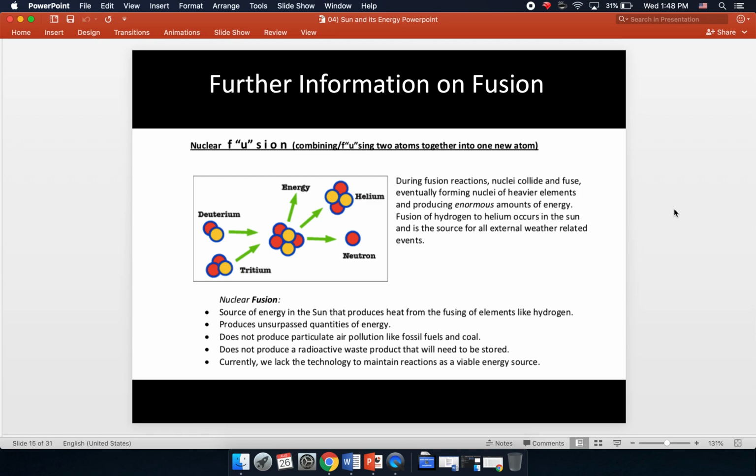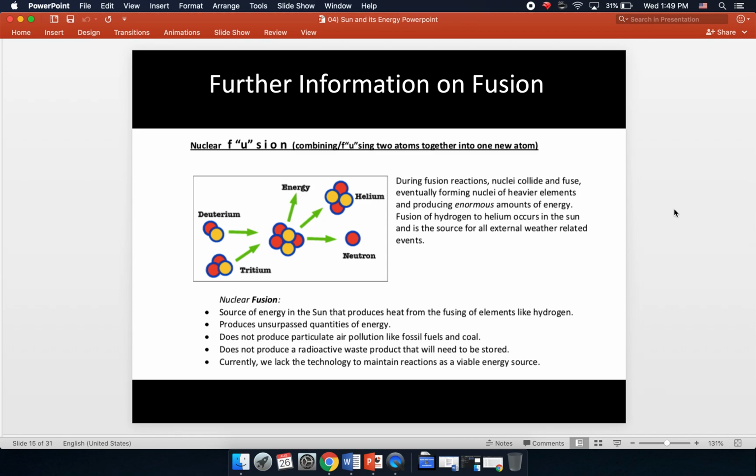Fusion of hydrogen to helium occurs in the sun and is the source for all external weather-related events. Okay, so fusion really, because it occurs in the sun, is the source of all energy on Earth, really. Okay, and we'll be talking about that later on, that the sun is actually the source of all energy on Earth. And we'll be talking about why in future lessons.